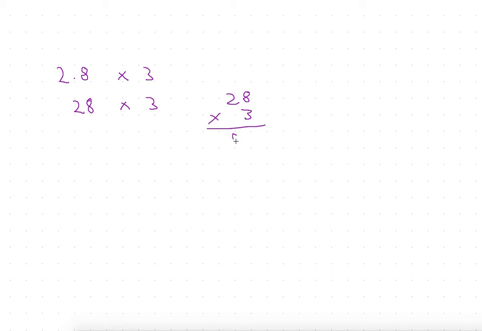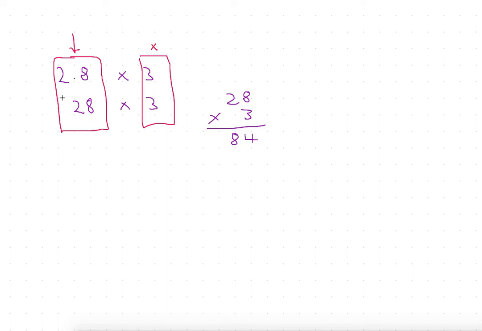I'm not going to dwell on this too long. 3 28s are 84. That's all well and good, but the original question was 2.8 times 3. So we've got to think, we changed the question, but in what way did we change it? If we look at these two numbers, they changed, whereas these two numbers didn't change. So we've got to make the correct adjustment to our answer.